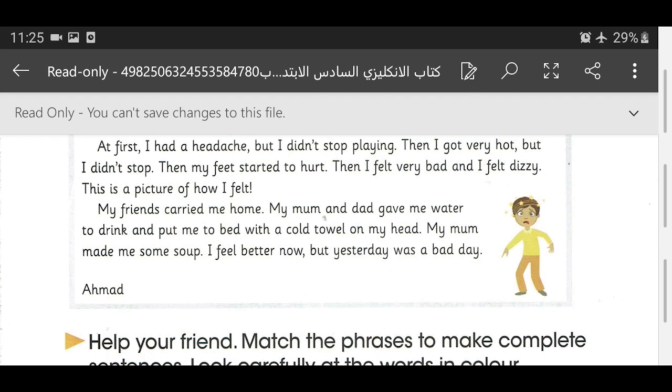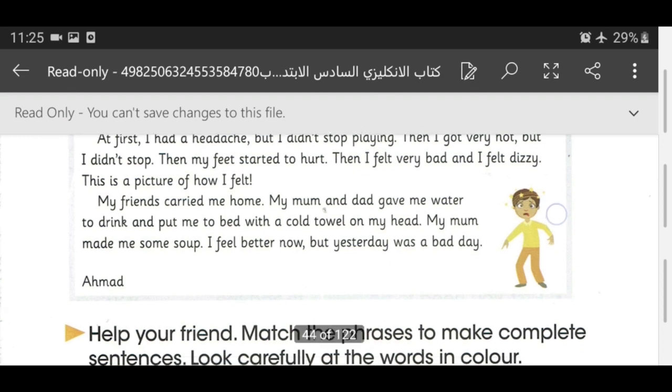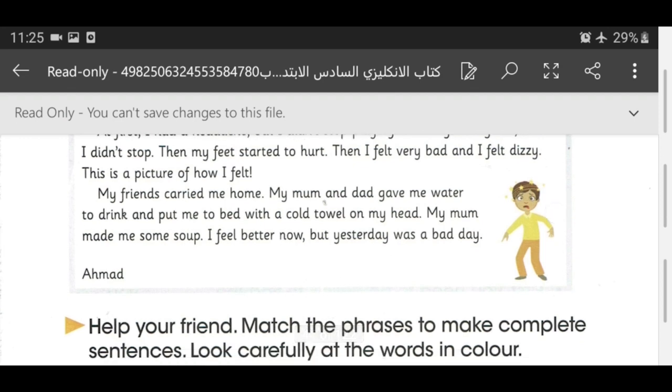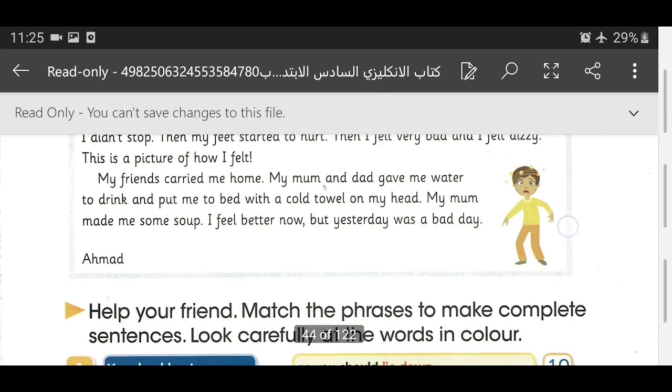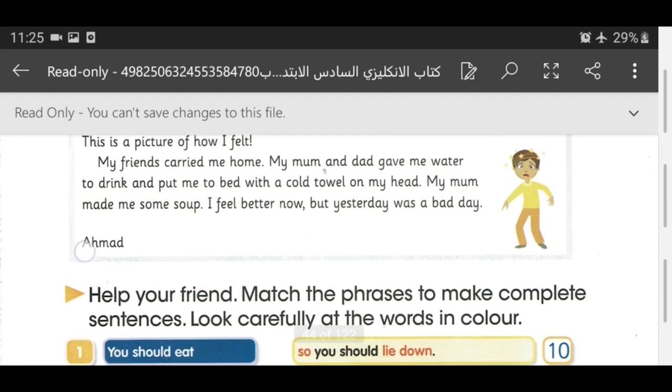My mom made me some soup. I feel better now. But yesterday was a bad day. Here he writes his name, Ahmed.